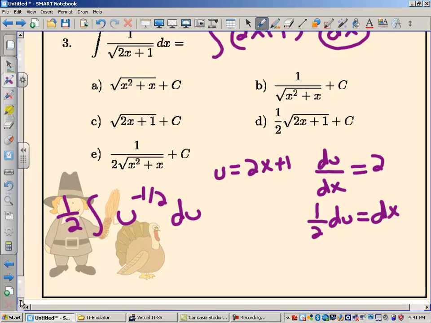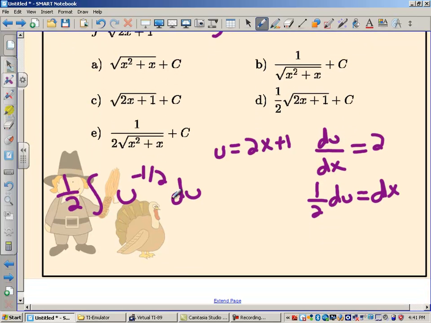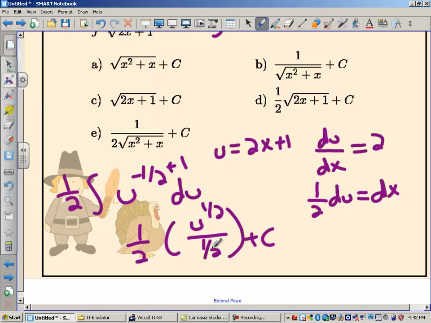And I have my formula again, u to the n du. So this answer is 1/2 times... we add 1 to negative 1/2, you get positive 1/2, and dividing by 1/2, plus c. Now we know that dividing by 1/2 is the same thing as multiplying by 2. That's going to cancel here. So that's going to be 2 times 1/2 times u to the 1/2 plus c. And those cancel, and I just get u to the 1/2.